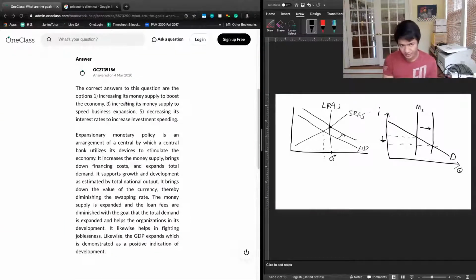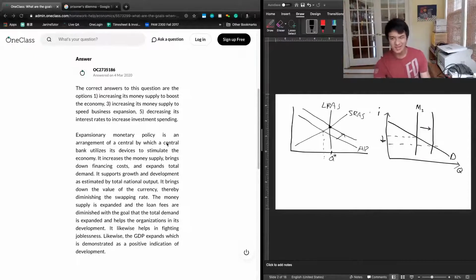answer. The previous tutor says that the correct answers to this question are options 1, 3, and 5. Expansionary monetary policy is an arrangement of a central bank by which a central bank utilizes its devices to stimulate the economy. It increases the money supply, bringing down financing costs, and expands total demand. It supports growth and development as estimated by total national output. It brings down the value of the currency, thereby diminishing the swapping rate. The money supply is expanded, and the loan fees are diminished with the goal that the total demand is expanded and helps the organization in its development. It likewise helps in fighting joblessness. Likewise, the GDP expands, which is demonstrated as a positive indication of development.